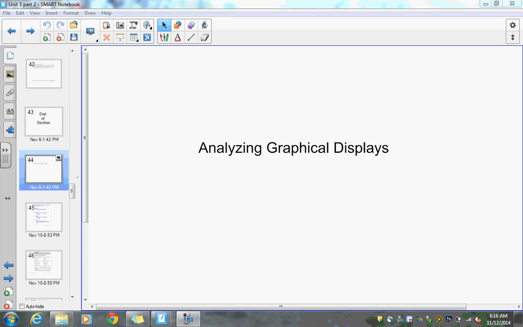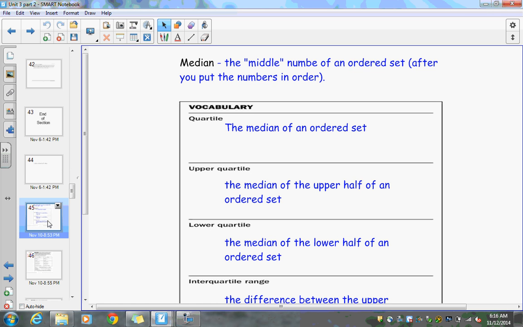Okay, in this video we're going to be talking about analyzing graphical displays. So let's get started. All right, you've got a couple of definitions in front of you. I'm not going to talk through all of it, so if you need to write this down, go ahead and pause the video so you can get all that taken care of.